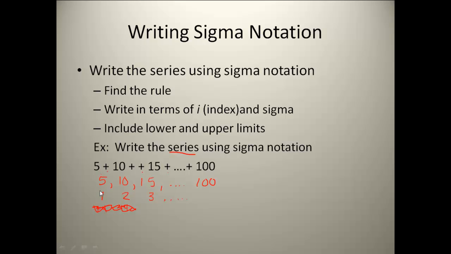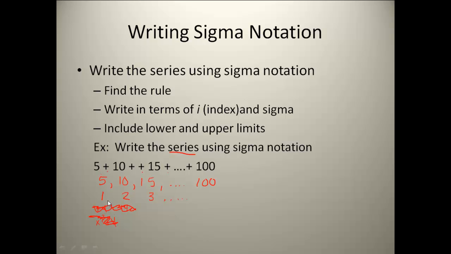I could try something like squaring it and then adding 4. So 1 squared would be 1, and then add 4. Well, if I square 2, I'm going to get 4. 4 plus 4 is 8. So that didn't work. You could try multiplication.